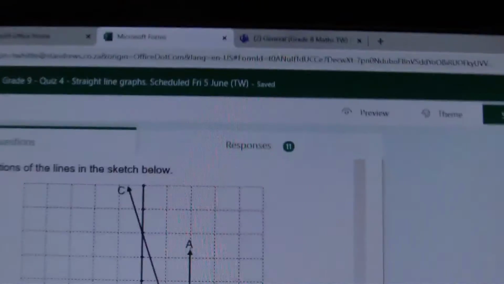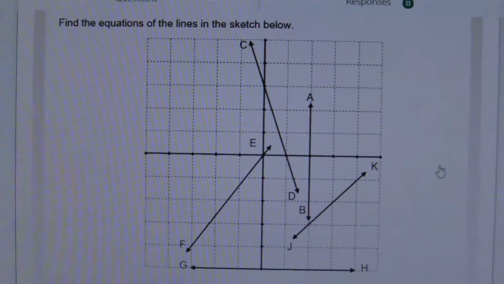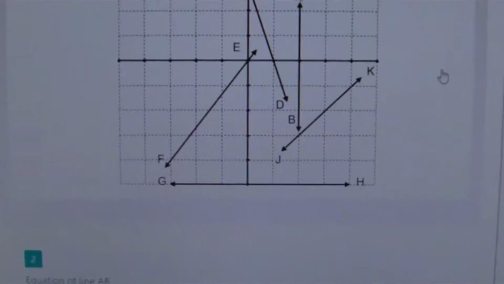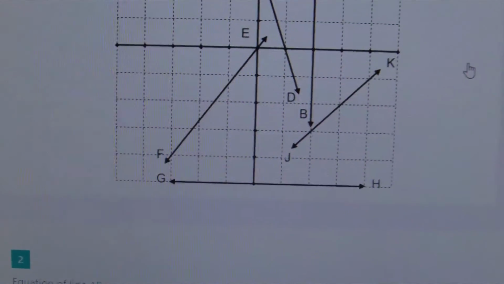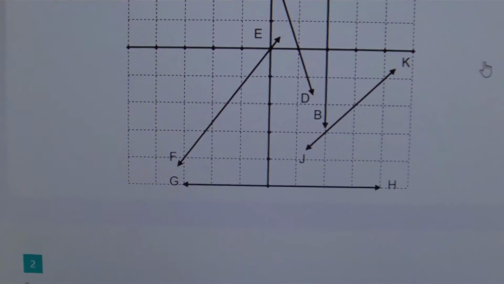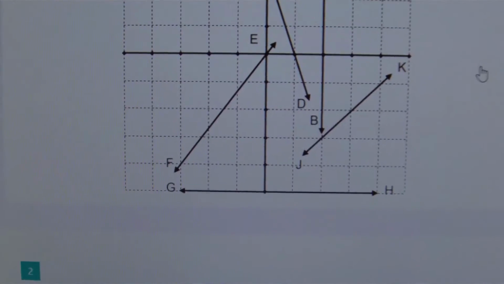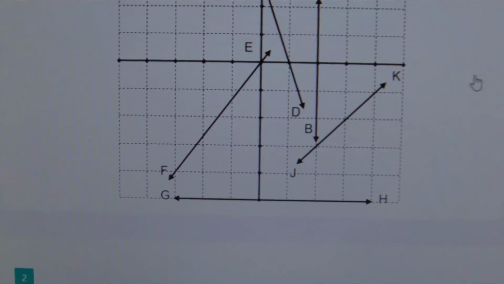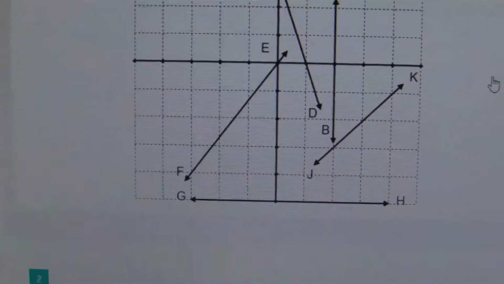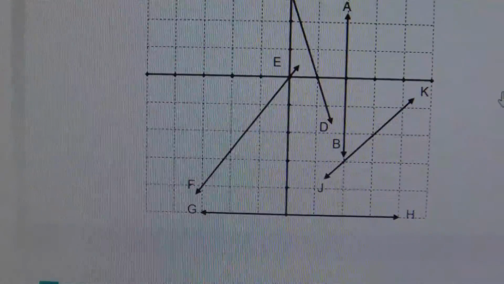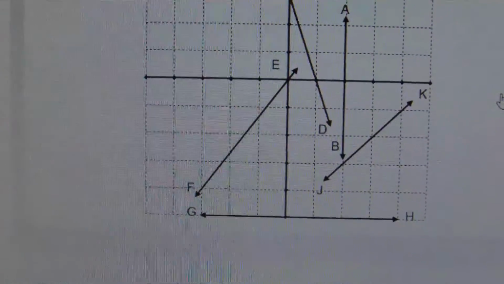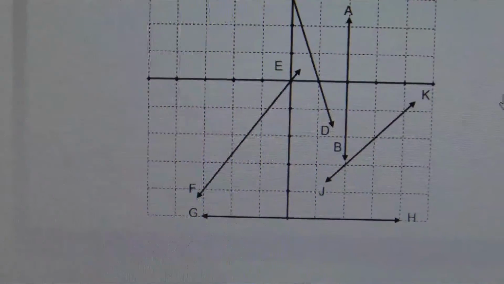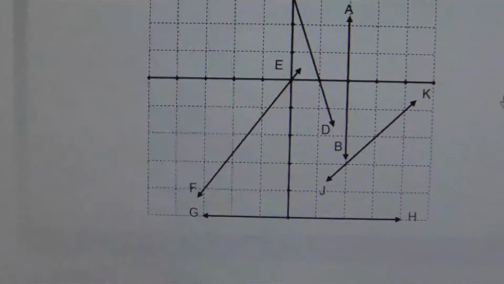Number 5 is line GH. Okay, GH is that horizontal line down there. Guys, all horizontal lines have equations y equals something. And the value is wherever it cuts the y-axis. Alright, so that's cutting there the y at negative 5. So the equation of that line is y equals negative 5. Just like that.